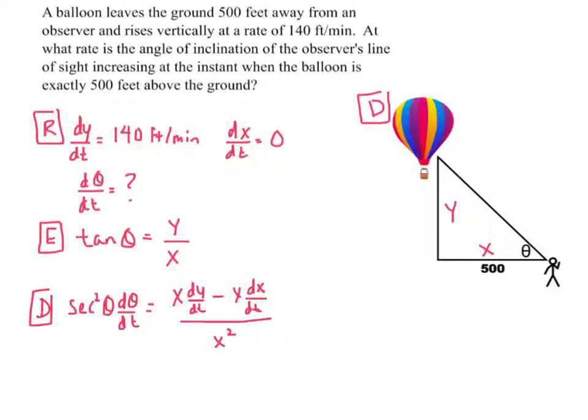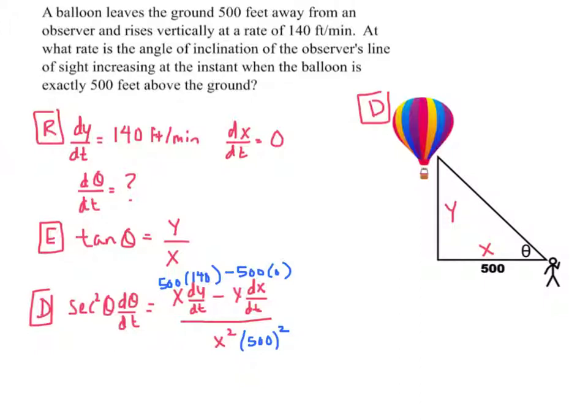Now, as I go to the substitute and solve step, let me maybe do a little bit of that even right here, just kind of writing things above. I know that x is 500. I know that dy/dt is 140. I know that y is 500, and I know that dx/dt is 0. And in the denominator, I know that x was 500, so it's being squared.